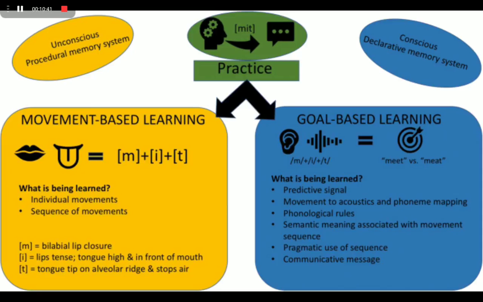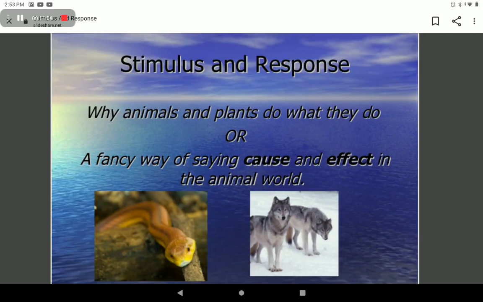So now, here is movement-based learning, which is motor learning. Motor learning is by individual movements, by lips, or by moving a part of our body, etc. So here it is stimulus and response. Why animals and plants do what they do, a fancy way of saying cause and effect in the animal world, is stimulus and response learning.